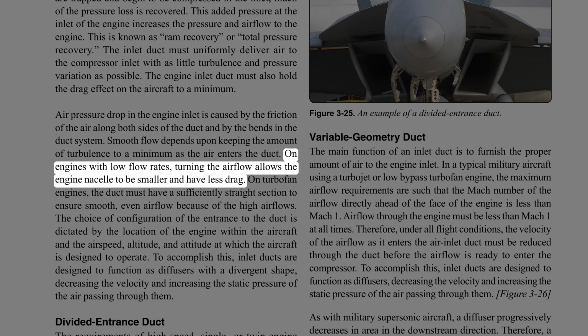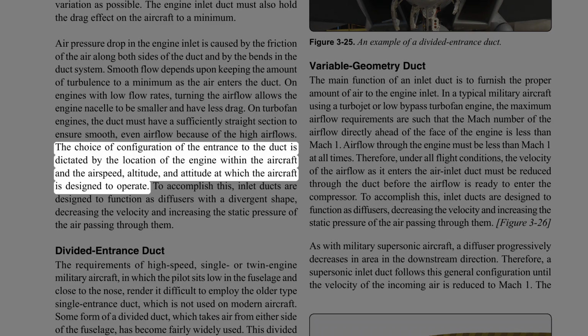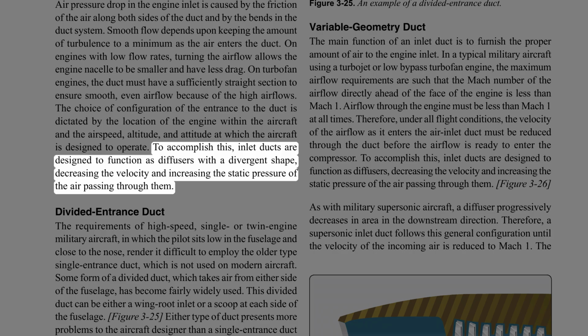On engines with low flow rates, turning the airflow allows the engine nacelle to be smaller and have less drag. On turbofan engines, the duct must have a sufficiently straight section to ensure smooth, even airflow because of the high airflows. The choice of configuration of the entrance to the duct is dictated by the location of the engine within the aircraft and the airspeed, altitude, and attitude at which the aircraft is designed to operate. To accomplish this, inlet ducts are designed to function as diffusers with a divergent shape, decreasing the velocity and increasing the static pressure of the air passing through them.